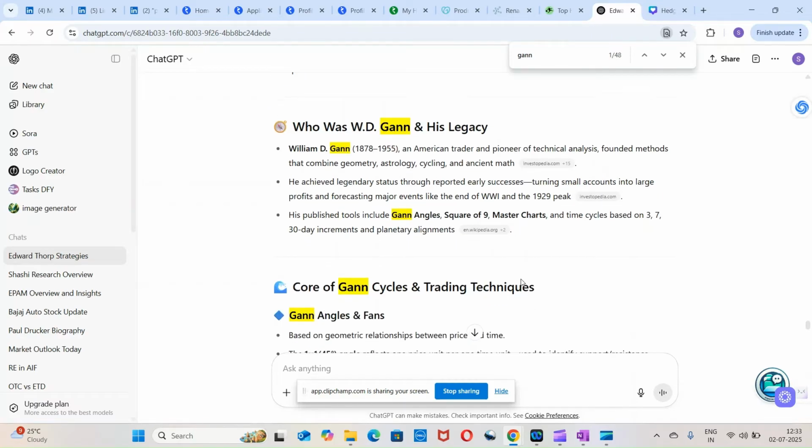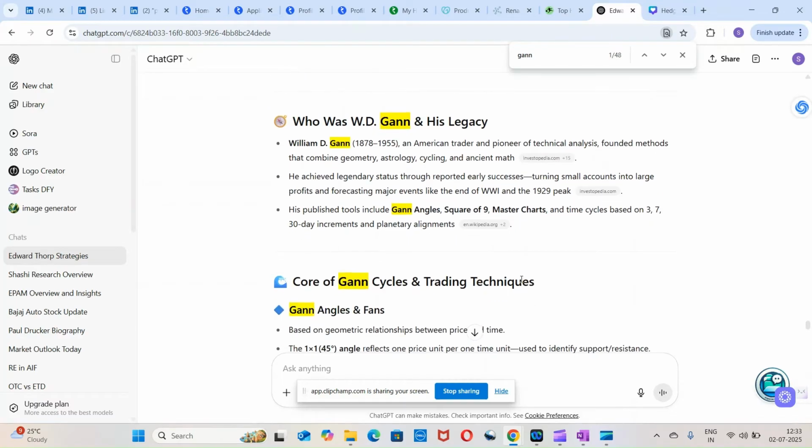He published various tools, including Gann angles, the square of nine, master charts, and time cycles based on 3-day, 7-day, and 30-day increments, and planetary alignments.